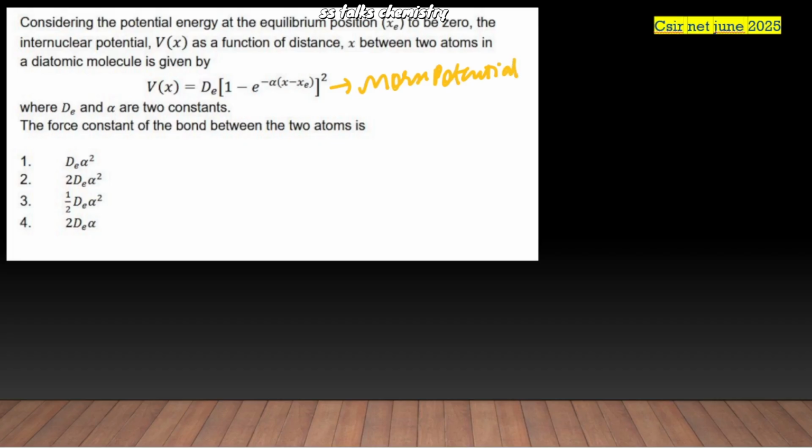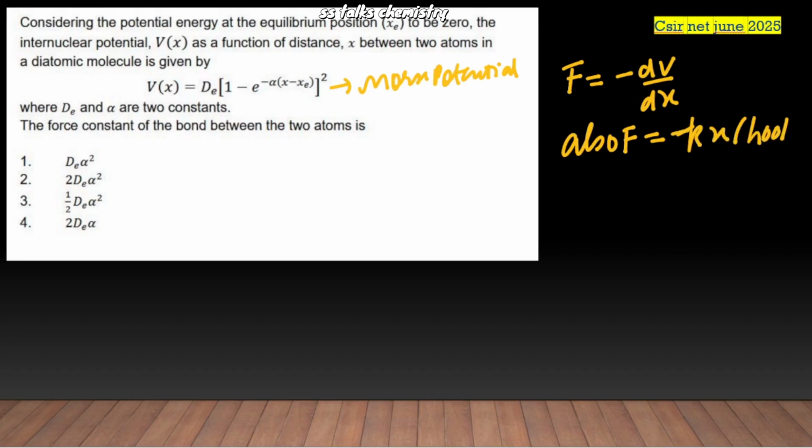Morse potential. Now the force constant you need to find out. I know that the force is minus dV by dx, and also we know that the force is minus kx as per Hooke's law. So in this case, you can equate both of these because both are formulas for the force.